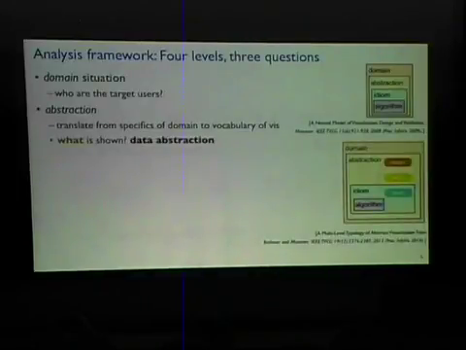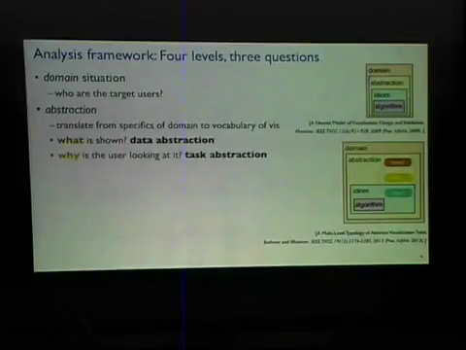I'm going to focus on 2 different questions and expand out this idea of the abstraction level. First of all, what are we showing? That's the data abstraction. And why is the user looking at it? That's the task abstraction. So these words, data and task, I will be hammering on repeatedly over this next hour. Now, what I'm going to call the idiom level is basically, you might hear called a technique or a system or a method. And it's the question of how do we show this on the screen?